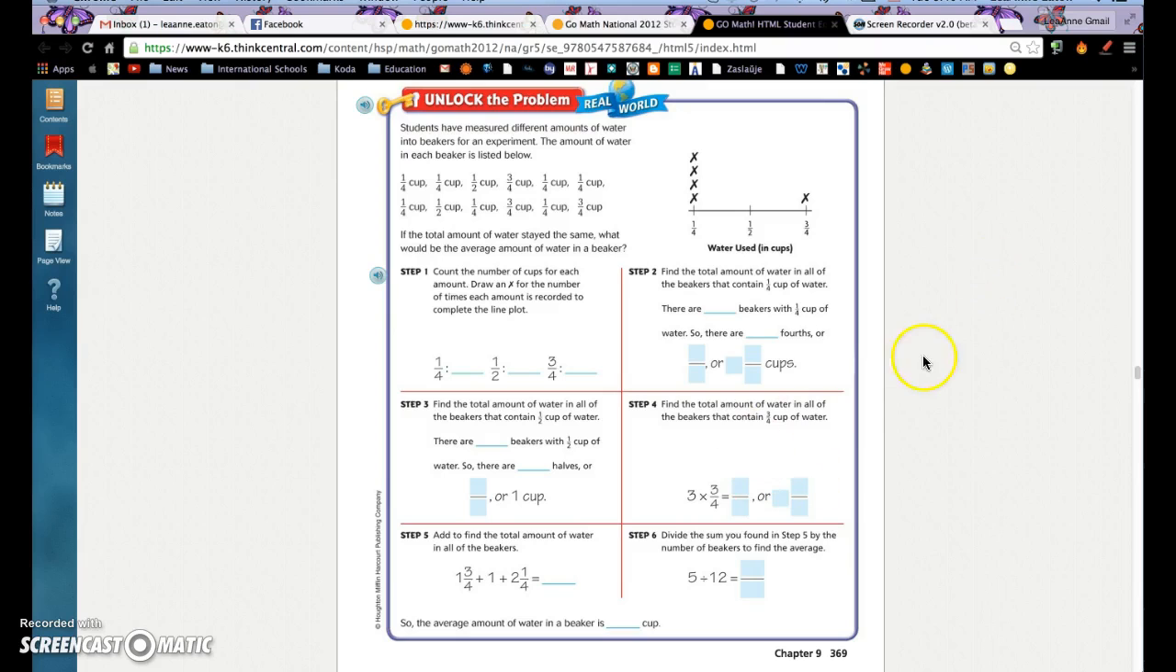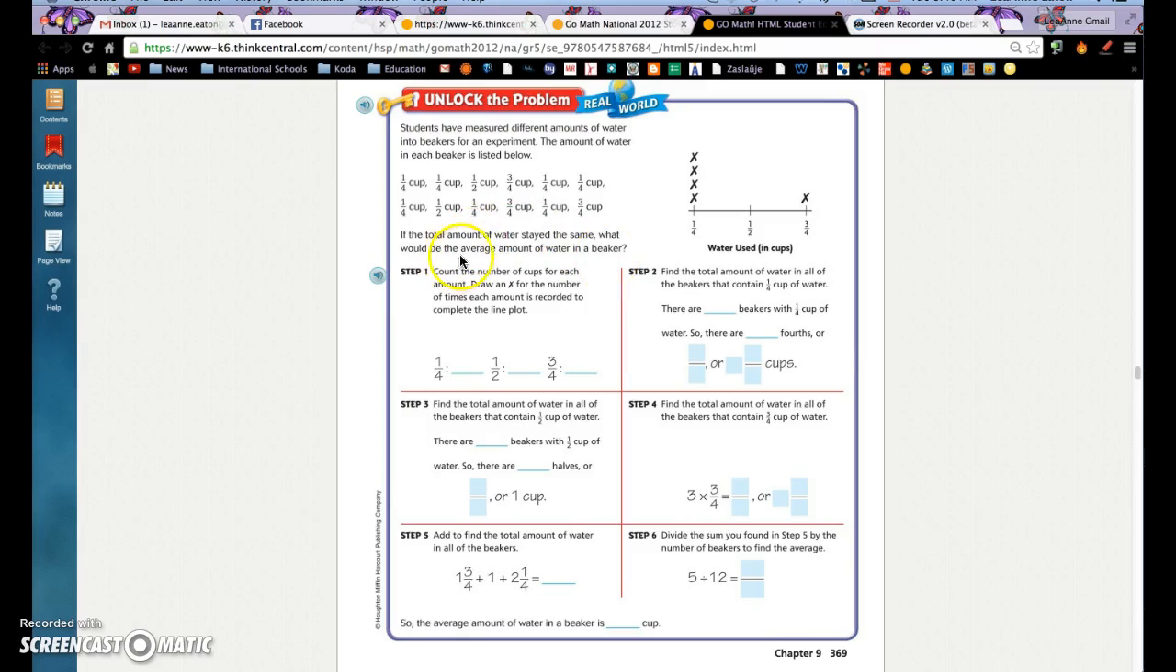Okay? So let's look. We have students who have measured different amounts of water into beakers for an experiment. The amount of water in each beaker is listed below. We have a bunch of 1/4 cups, some 1/2 cups, some 3/4 cups, and so on and so on. So we have lots of different cups. If the total amount of water stayed the same, what would be the average amount of water in a beaker?